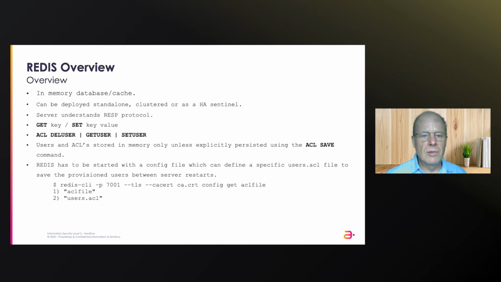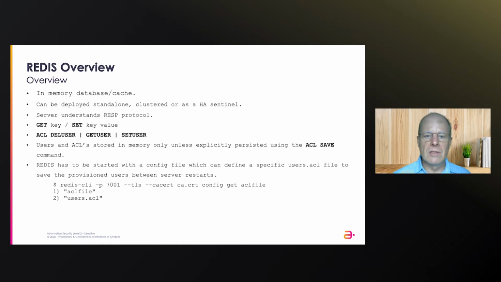I'm imagining that in any real production setting, you'll want to persist users between restarts of the server. So Redis has to be actually started with a configuration file mentioned, which can be used to define a specific ACL file to save the provisioned users between restarts. You can use this command that is illustrated here, config get aclfile, to show you whether there is an ACL file configured or not.